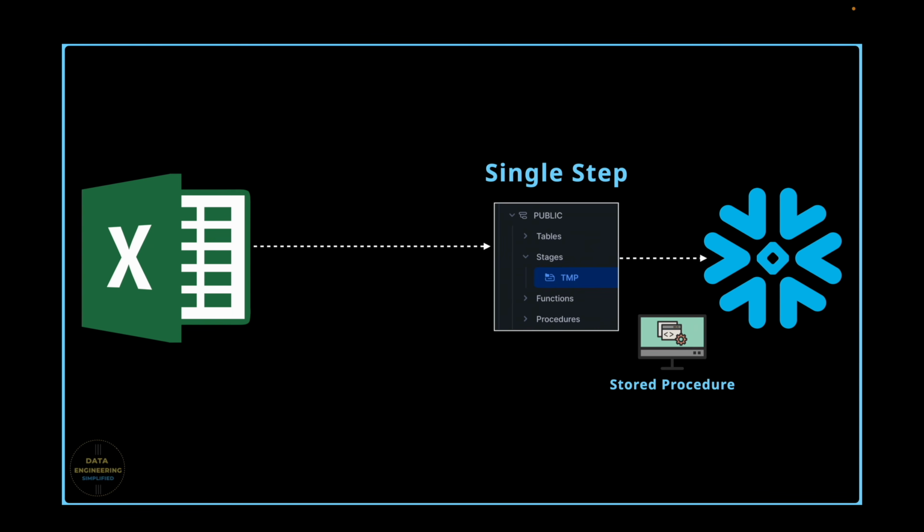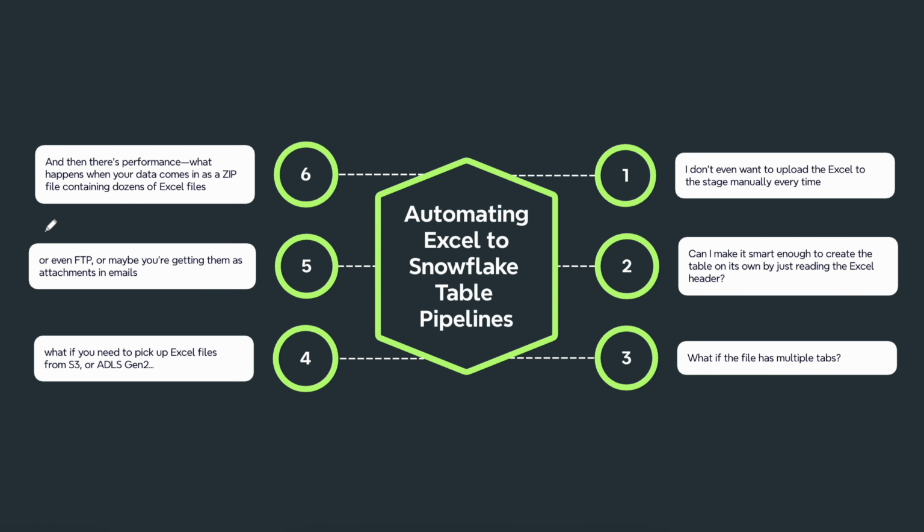But I know what you are probably thinking right now. This is great. But what if I want to fully automate the whole thing? I don't even want to upload the Excel file to stage manually every time. Or maybe you are wondering, can I make it smart enough to create a table on its own just by reading the Excel header? What if the file has multiple tabs? Or what if you need to pick up Excel files from an S3 location or Azure ADLS Gen 2 location or even FTP, or maybe you are getting them as attachments in an email box? And what happens when your data comes in as a zip file containing dozens of Excel files, each with multiple worksheets? That's where things get really interesting.